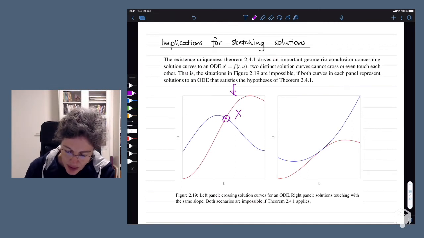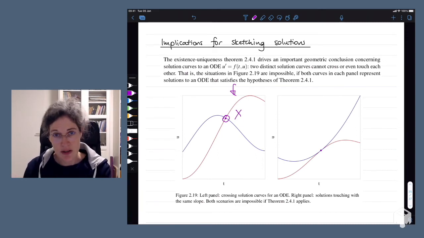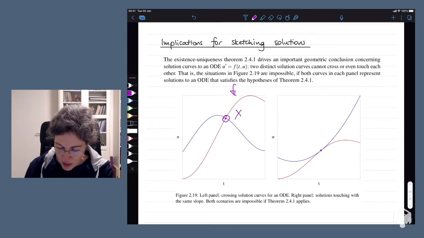And in fact, you can't even have a situation where two curves meet each other at only a single point, because that's still going to give you an issue as far as the uniqueness goes. So if you're drawing solution curves, they never intersect and they are never tangent to each other.